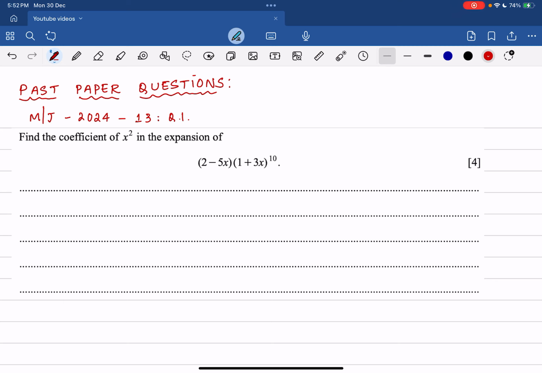Okay, so we are looking at find the coefficient of expansion of x square, which means this whole thing that is raised to 10 and then multiply with this, and then finally whatever is the coefficient of x square, that is what they want. Okay, perfect. So let's go step by step.